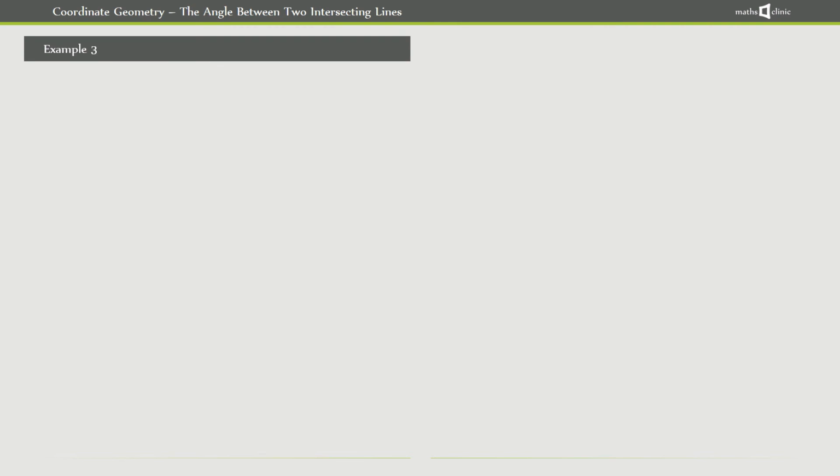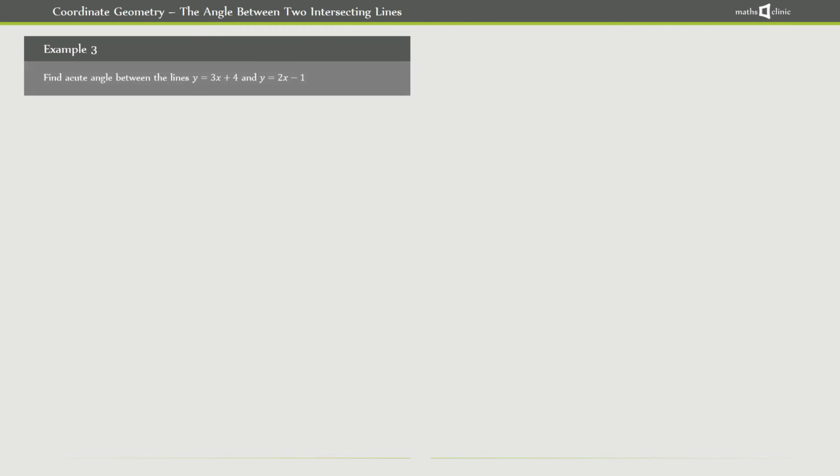Example 3 says: find the acute angle between the lines y = 3x + 4 and y = 2x - 1. We've been asked to find the angle between two lines, and what we need to do here is apply this formula: theta = tan inverse of (m2 - m1) divided by (1 + m2 m1), where m1 and m2 are the gradients of the two lines, which are 3 and 2.